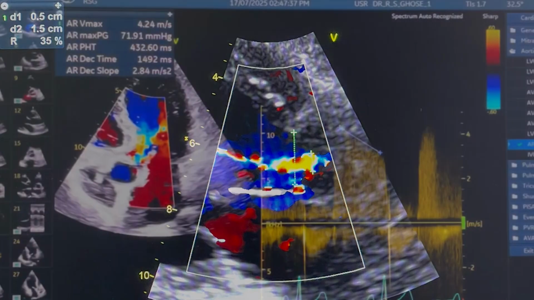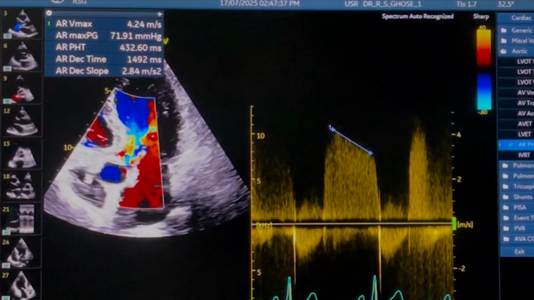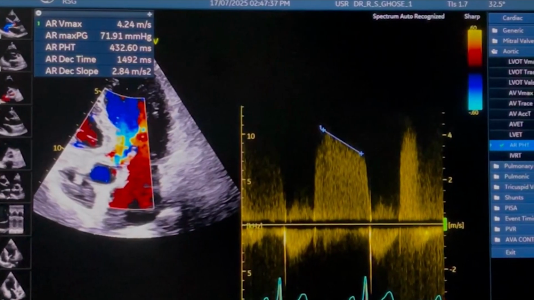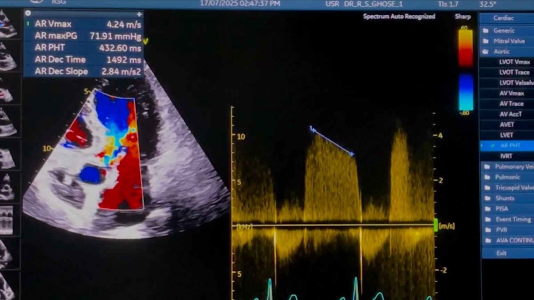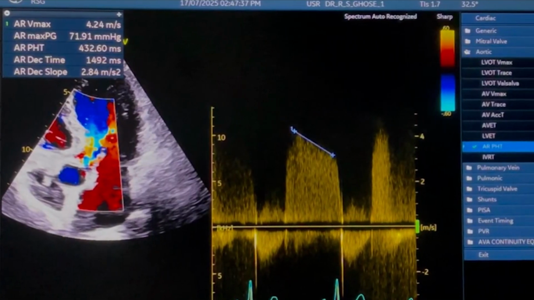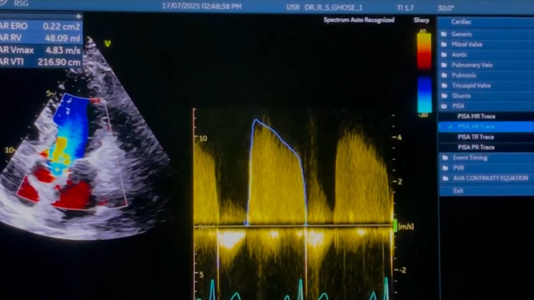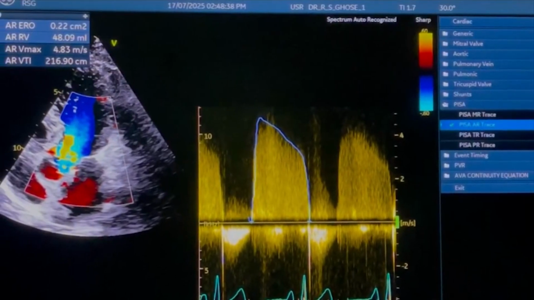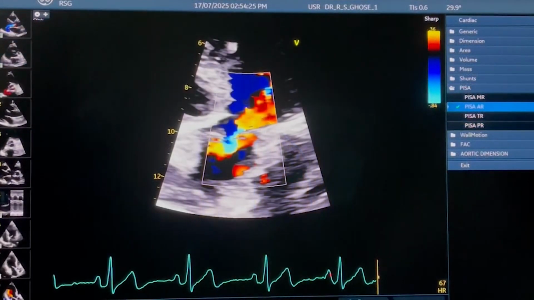35%. We can also take a look at the PHT, the pressure half time, which between 200 and 500 suggests moderate AR. You need to have a good spectral tracing for that. You can also measure the VTI of the AR, and combining with the PISA radius, we find out the regurgitant volume and EROA of the AR.